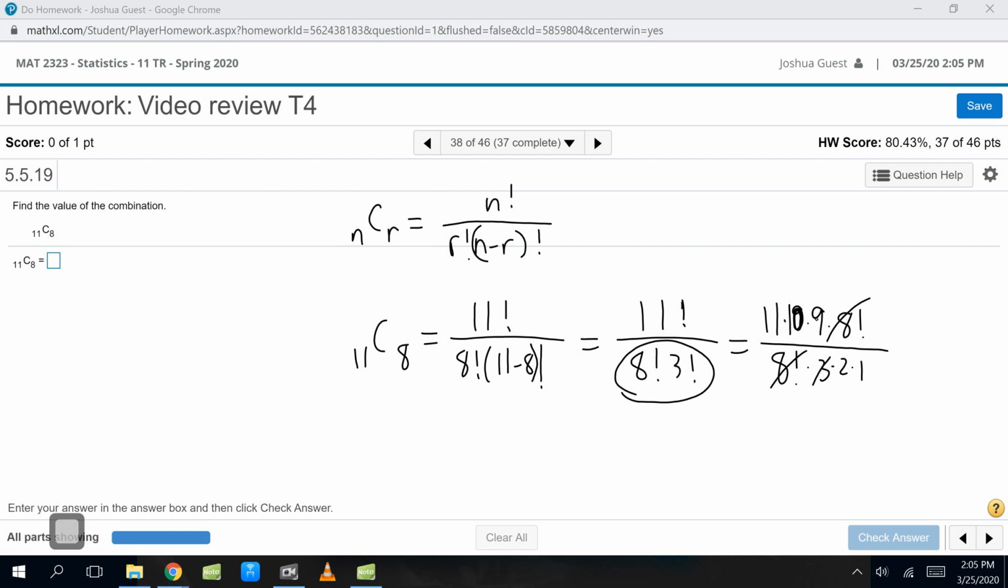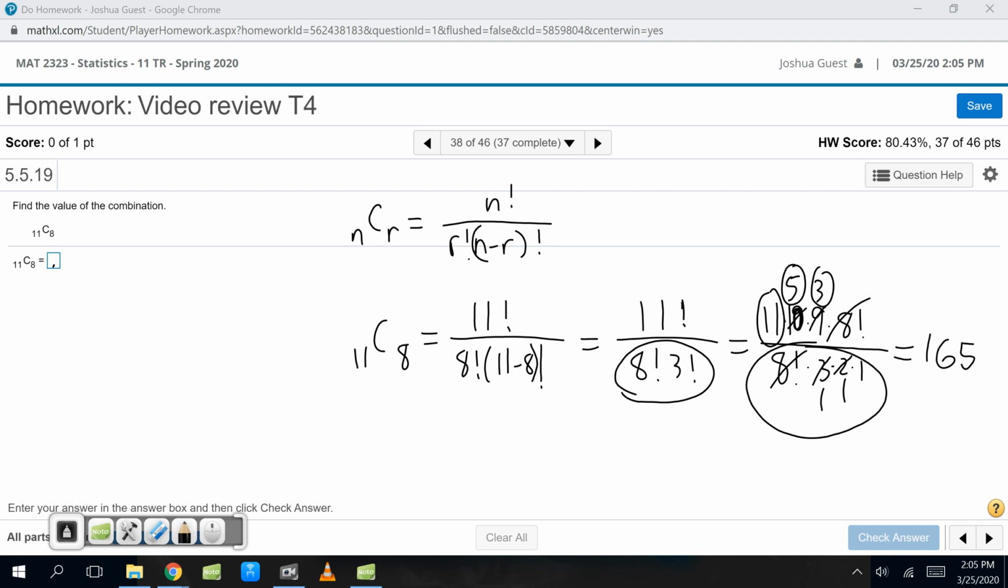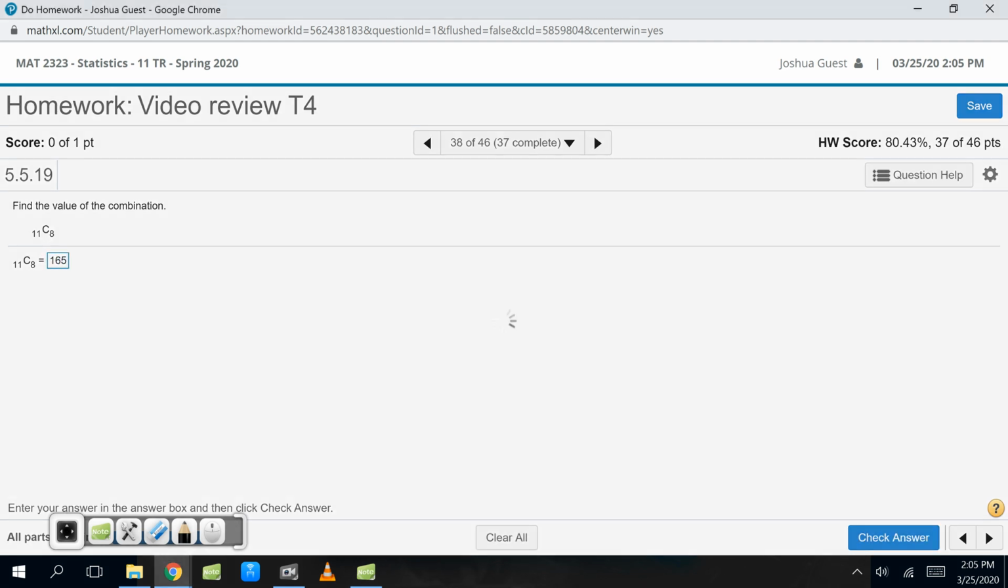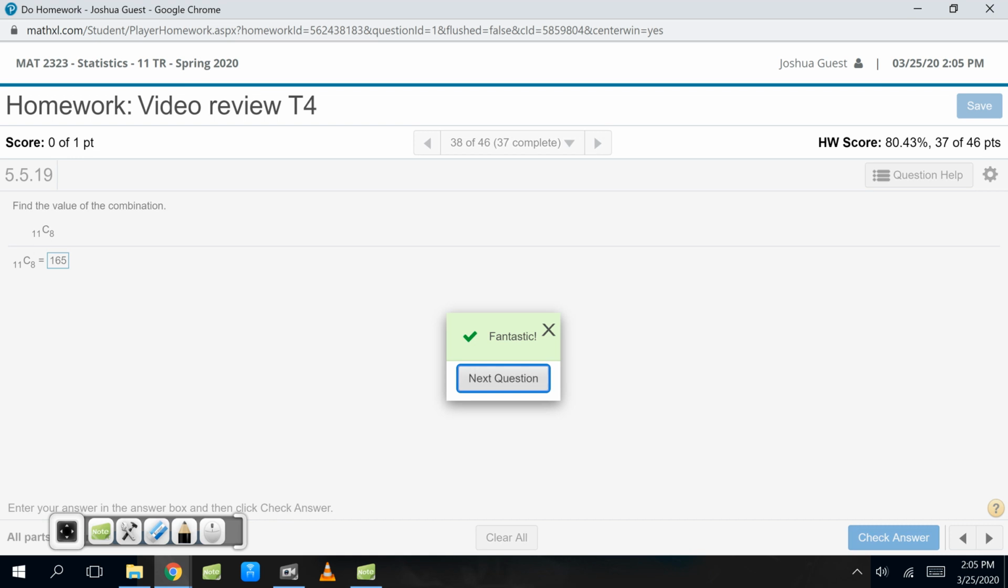Can anything divide out? Well, 3 and 9, it becomes a 3 and a 1, and 2 goes into 10 5 times and a 1 down here. So that means I've divided all of this out down here, so I no longer have a fraction. I have 11 times 5 times 3. So 11 times 5 is 55 times 3 is 165, and that is my 11C8. Oops, let's see. So it's 165 we said, right? I hope so. Yep.